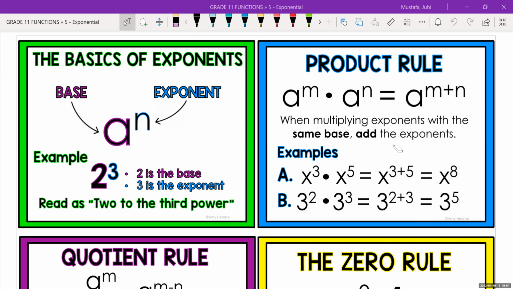I'm going to go over them very briefly right now, and then just make sure you go home and go over them as well. Do you guys have the sheets? Yeah, okay. So here are the basics of exponents. We have a base and an exponent.